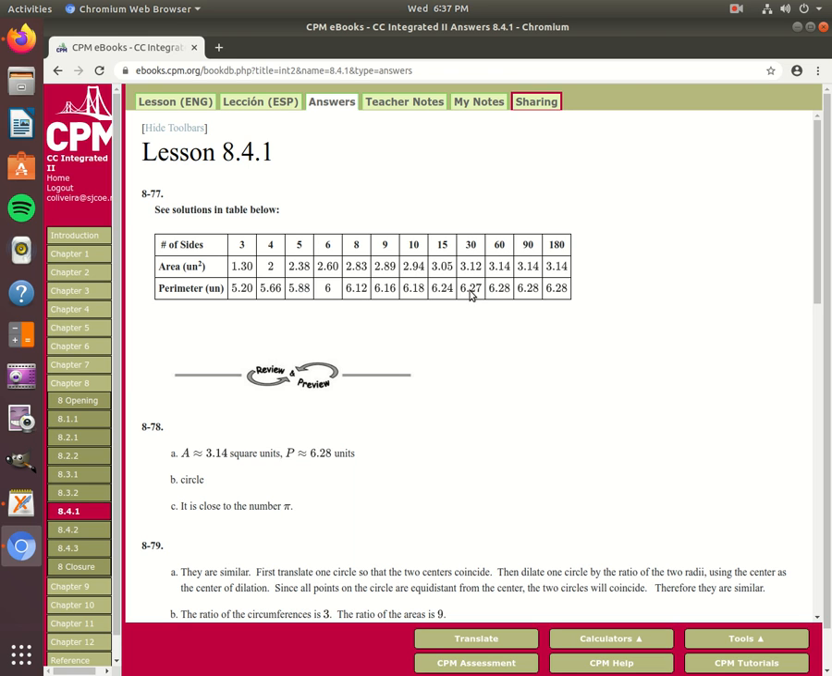I think the numbers are pretty accurate. Hopefully you agree. I don't really remember. But look what happens when we get to 60. Look what happens when we get to 90. Look what happens when we get to 100.